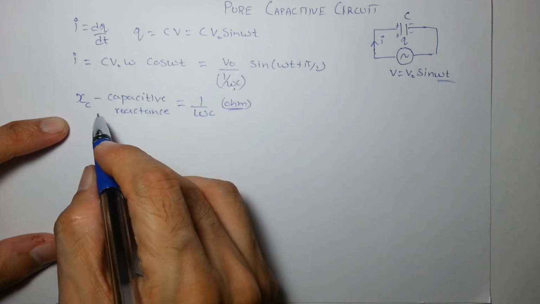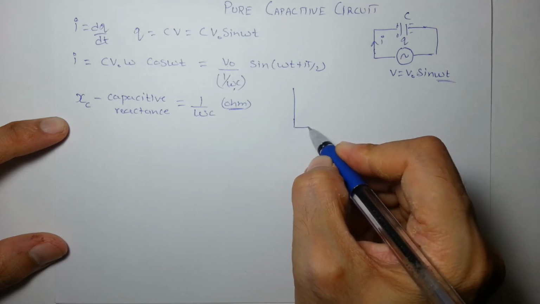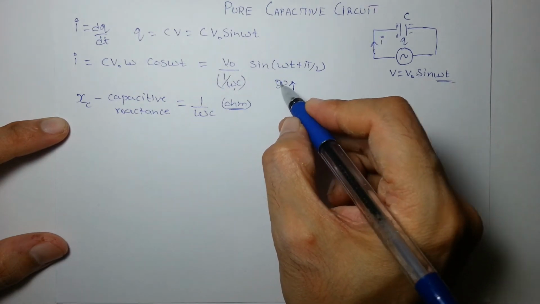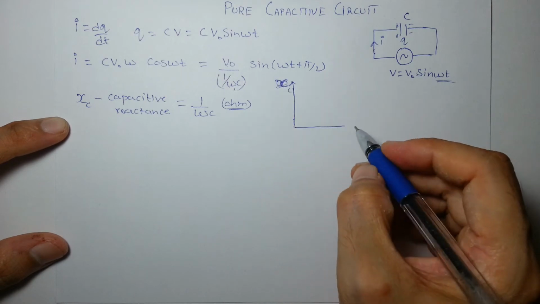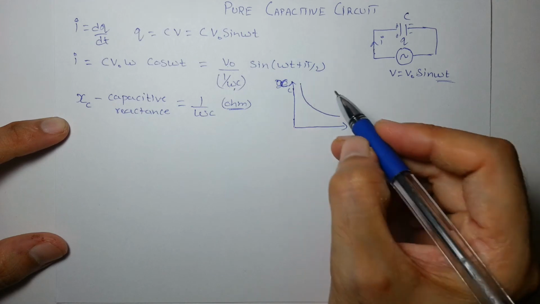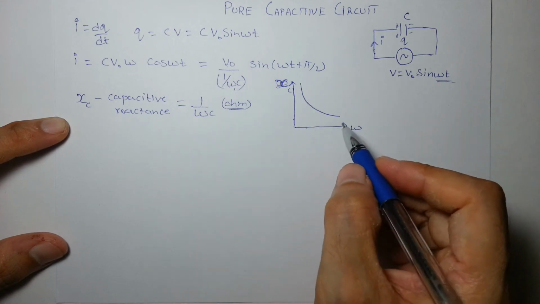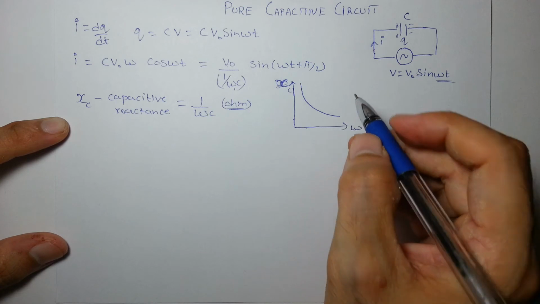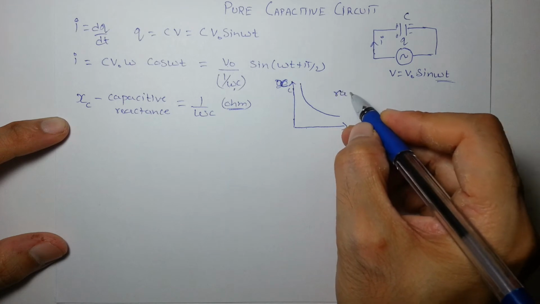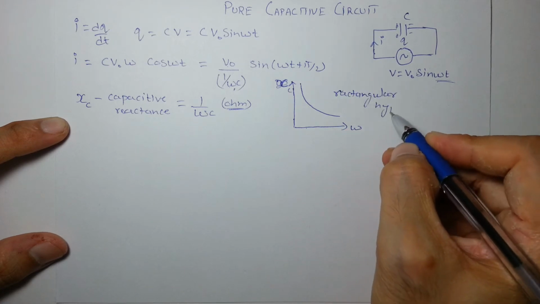So 1 by omega c is XC, and we can draw their graphs. Let's say on the y-axis I show XC and on the x-axis omega. So it's a rectangular hyperbola. जितना ओमेगा छोटा उतना XC बड़ा. जैसे जैसे ओमेगा बढ़ता है XC की वैल्यू कम होती जाती है. So the graph of XC is a rectangular hyperbola.